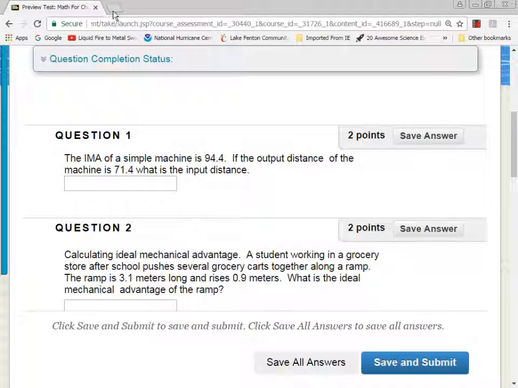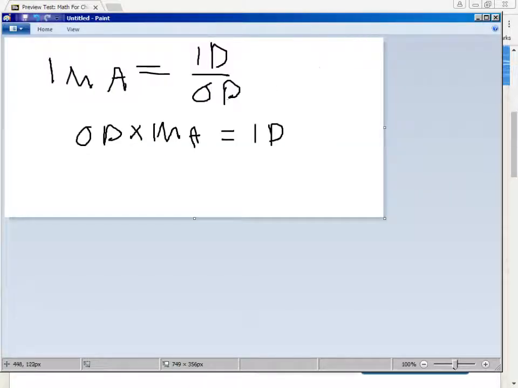So basically, if your IMA is 94, what is the output distance? You're actually solving for output distance, which is going to equal input distance over IMA, right? Because here they cancel out. And so output distance equals input distance divided by IMA.